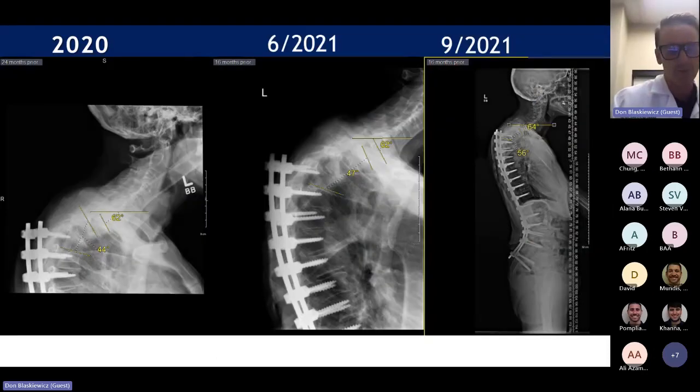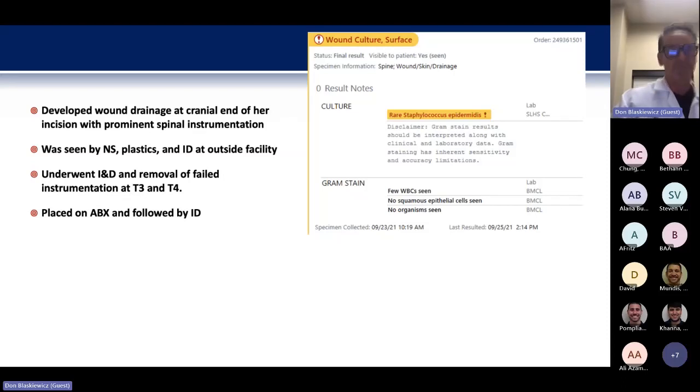She was just observed and kind of lost to follow-up. Then in 2020, she was seen by another surgeon, and was noticed to have increasing angulation and failure. In 2021, it got even worse, with 56-degree angulation above there. She developed wound drainage at the cranial end of her incision with prominent spinal instrumentation, and was seen by neurosurgery, plastics, and ID at an outside facility.